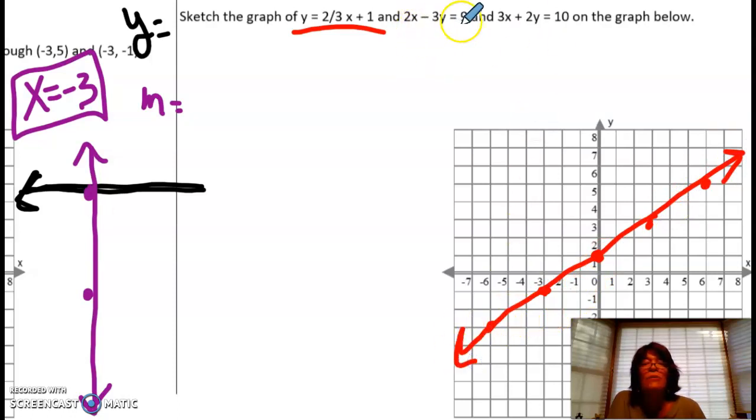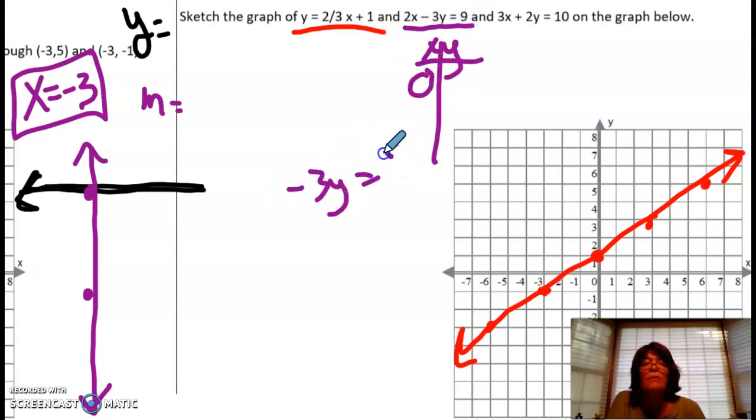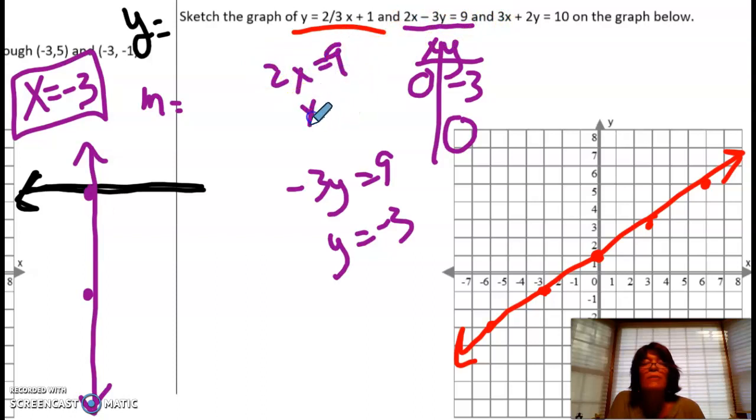Now, for this one, I'm just going to do the intercept method because it's in standard form. I'm going to put 0 in for x. That gives me negative 3y equals 9. Looks like y would be negative 3 when x is 0. When y is 0, I have 2x equals 9. Divide by 2. X is half of 9, 4.5. So I'm going to go to 0, negative 3, and 4.5, 0.